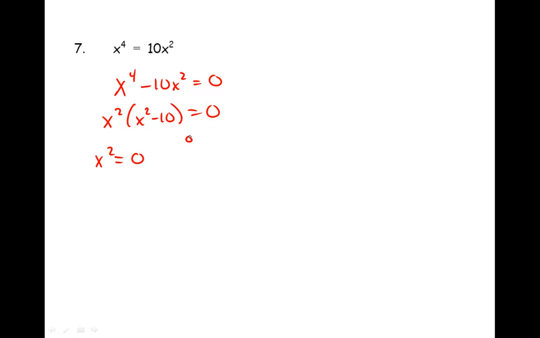Number 7, we subtract 10x squared from both sides to set our equation equal to 0. Then we can see that there's a greatest common factor. We can pull out an x squared. So then we take these two parts, x squared, and we set it equal to 0, or x squared minus 10 is equal to 0.